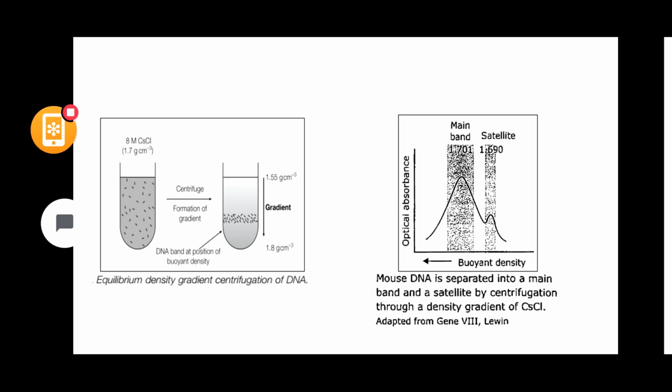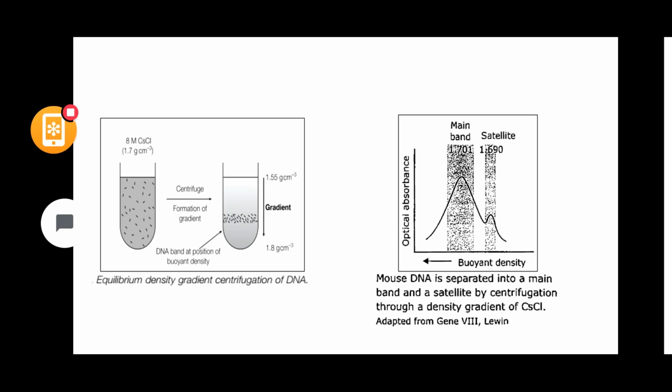So this is the experiment which is carried out to separate the main band DNA and the satellite DNA. On the left side, you can see that the DNA is being denatured. Then they have done density gradient centrifugation, and according to the density gradient, the DNA bands have appeared. Now here you are getting one band.